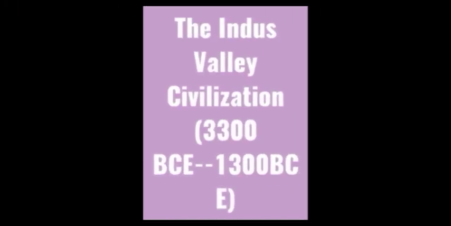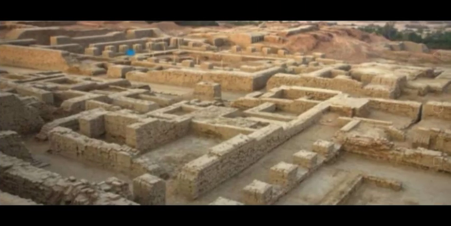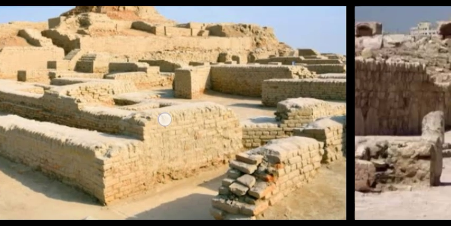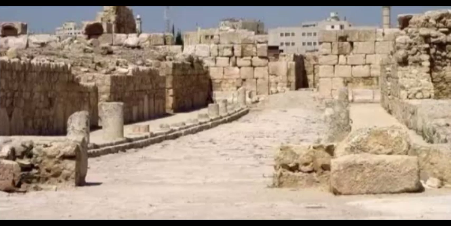Now, as you can see in the next picture, the Indus Valley Civilization, 3300 BCE to 1300 BCE. These are some of the ruins of the Indus Valley Civilization. As you can see in the picture, these are the ruins of the Indus Valley Civilization.